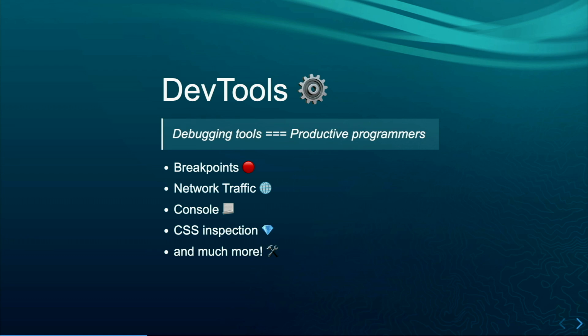You can use DevTools to inspect page styles, inspect network requests, test your web page for accessibility, and identify performance issues. So in the next few slides, I'm going to go over some of the most important capabilities of DevTools, starting with debugging.